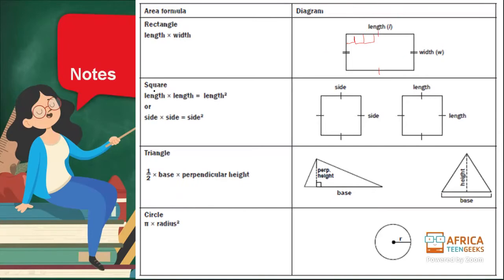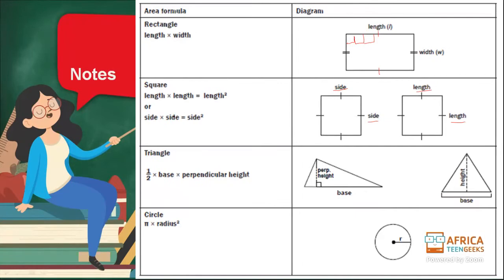Now for the square, remember the square has all sides equal, right? So the same thing applies. For the area of the square, I multiply one side by the other. So the formula for the square is length times length, which is length squared, or side times side, which is side squared.